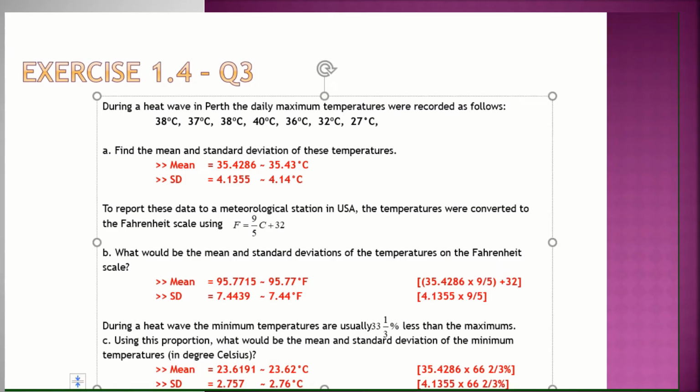During a heat wave, the minimum temperatures are usually 33 1/3% less than the maximum. Okay, if it's 33 1/3% less than the maximum, maximum is 100. 33 1/3% less than 100, you minus up. So you get 66 2/3%. Don't change it to decimals because it won't be accurate anymore. Using this proportion, what would be your new mean? So you need to just multiply it. So you take your new mean. They want it in degree Celsius. So you take it from here. For the mean, you times 66 2/3%. Standard deviation also you times. And you're pretty sorted.